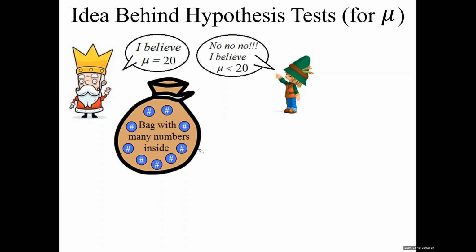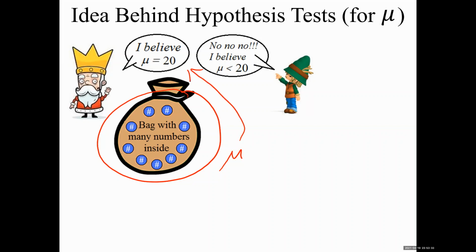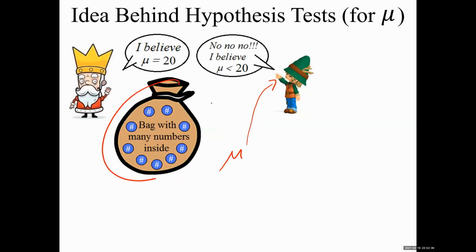And if we could calculate the average of all the numbers in the bag, if we could actually calculate mu, then we'd know who's right. If we calculate mu and we get 20, then the king is right. If we get a number less than 20, then the peasant's right. But we can't calculate mu because we don't have all this data to calculate it from. So what do we do? It's always the first step in every stats problem.